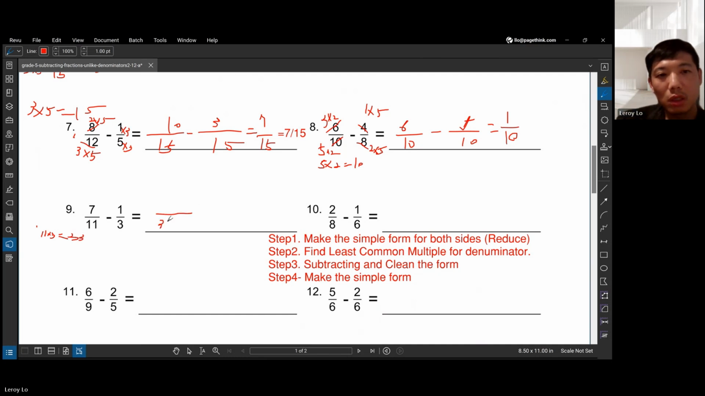So 11 we times 3 to get to 33, and 7 we times 3 to get 21. Okay, and 1 over 3, we know the bottom denominator 3 to 33, so we times 11 to get 33 from 3. And 1 we times 11 as well, so 11. So this answer will be 10 over 33.